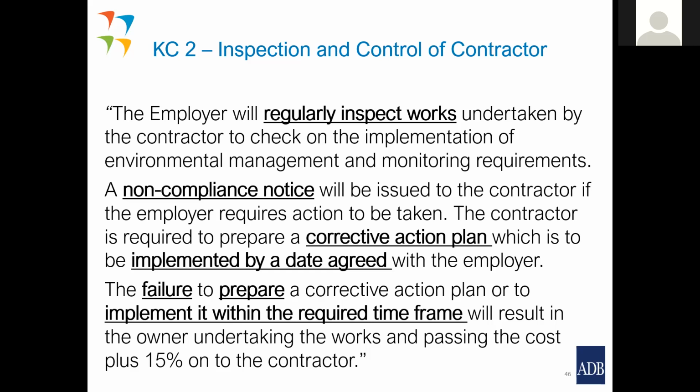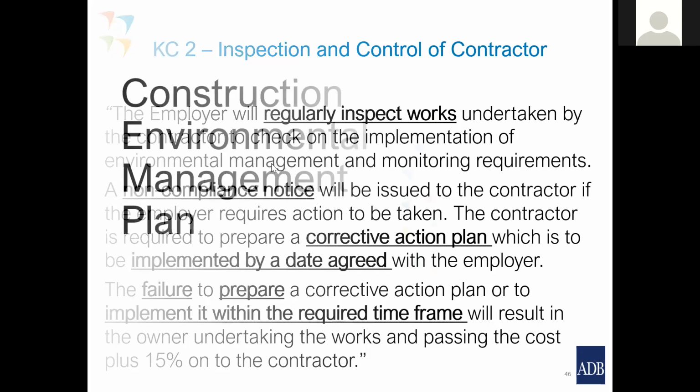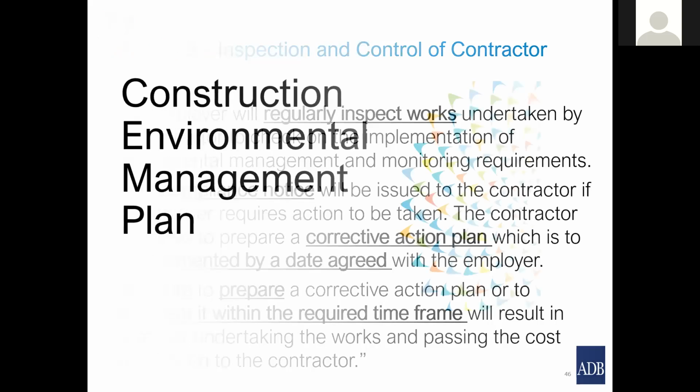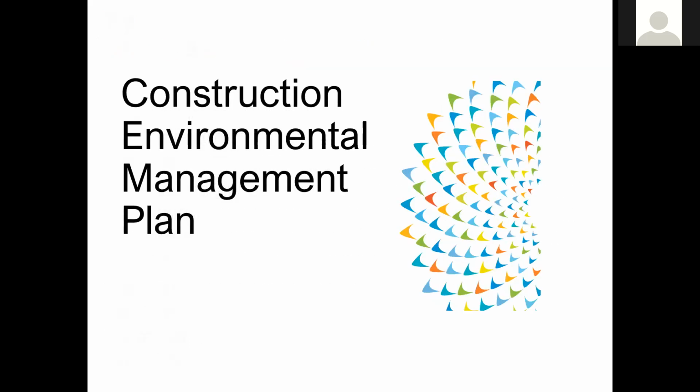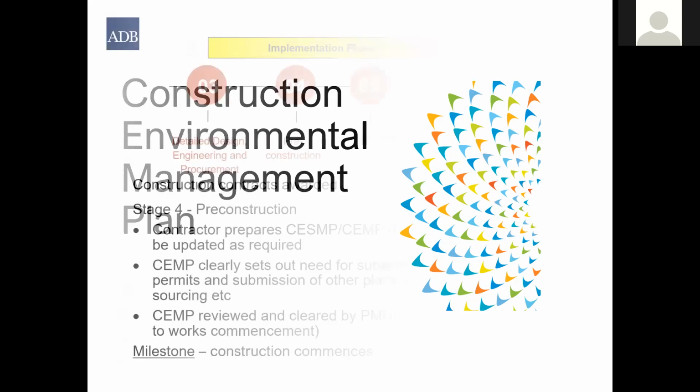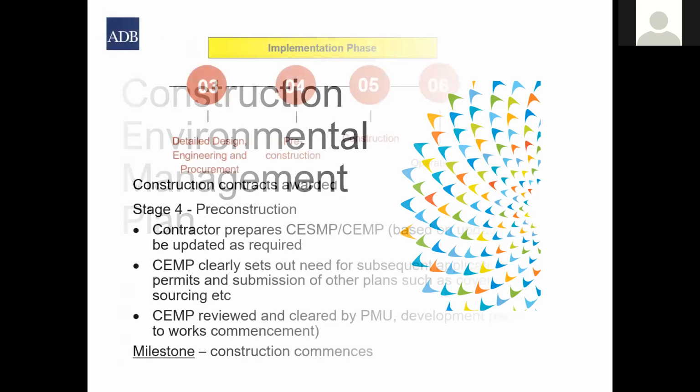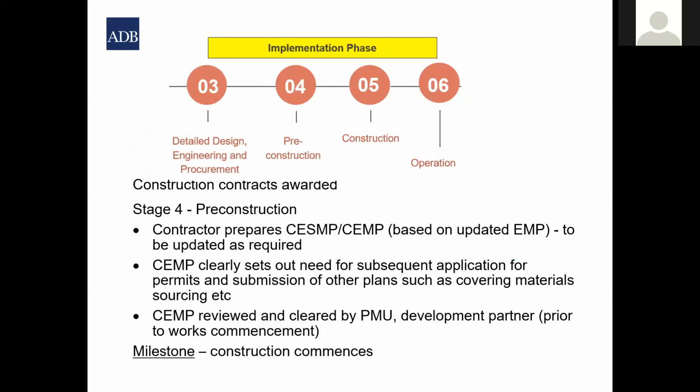So you've got to have these things in the actual contract. Okay, construction environmental management plan. So where are we in the project cycle? Construction contracts have been awarded. We're at stage 4, pre-construction.